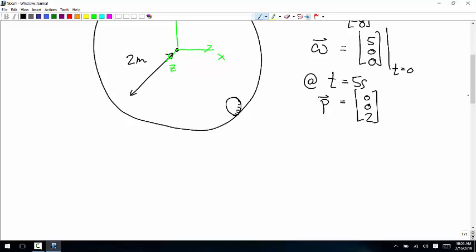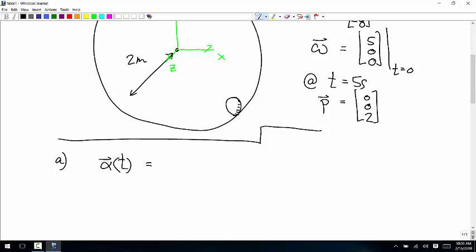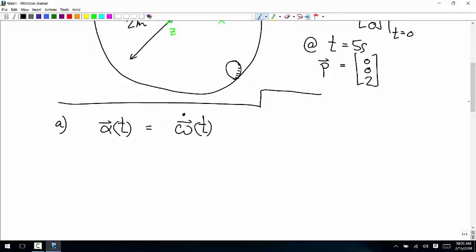Okay, and then it just asks us for a bunch of different stuff at time equals 5 seconds. So first, we want to find the angular velocity vector as a function of time. Well, we know that angular acceleration as a function of time is the time derivative of the angular velocity as a function of time. And so the angular acceleration vector is constant. So we can say d omega dt is equal to alpha. And that means that d omega is alpha dt, and we can integrate both of those.